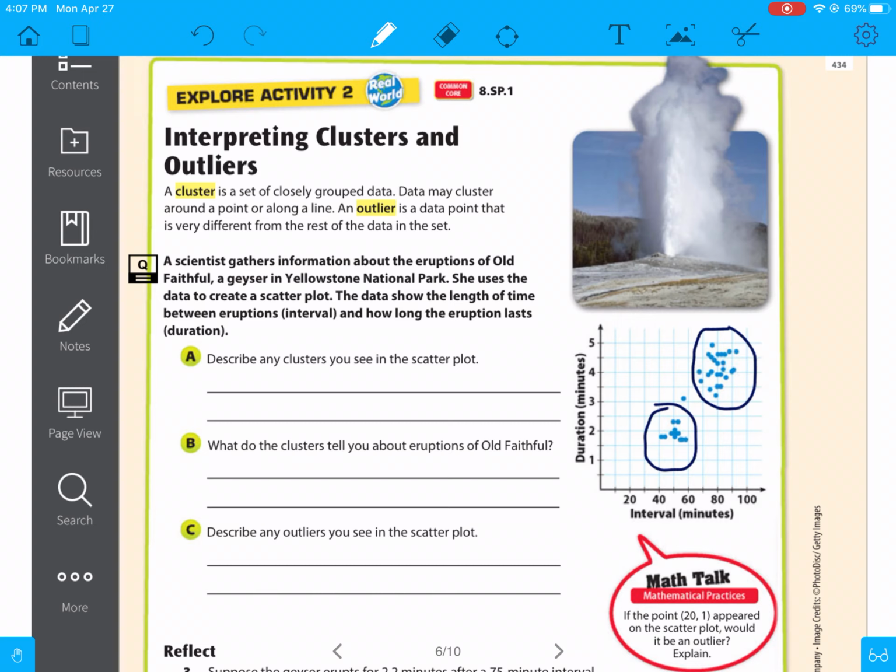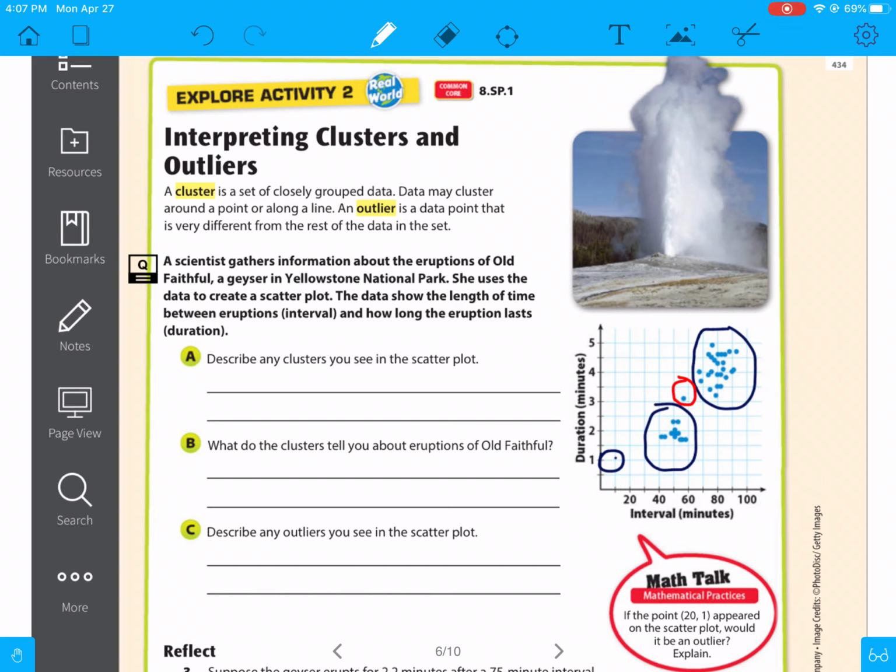An outlier is a data point that's very different from the rest of the data set. So, if you have a data point somewhere out here, that would be an outlier. On this problem, that is an outlier, and we'll talk about why it is.